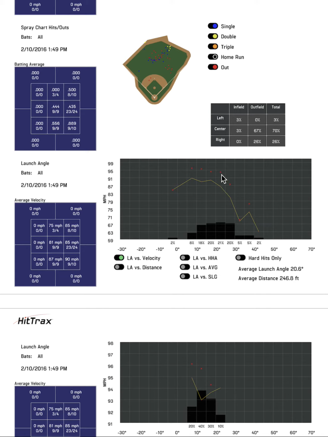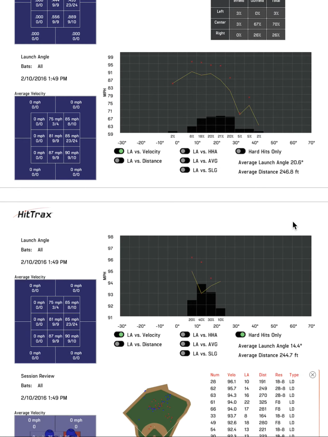At 20 degrees, he maintained his velocity pretty well, but then he started a pretty steep decline in his velocity as he started to hit the ball higher. The ability to hit the ball high and far is key in not only making the major leagues, but advancing at any level, because that's what's going to get you the most extra base hits.